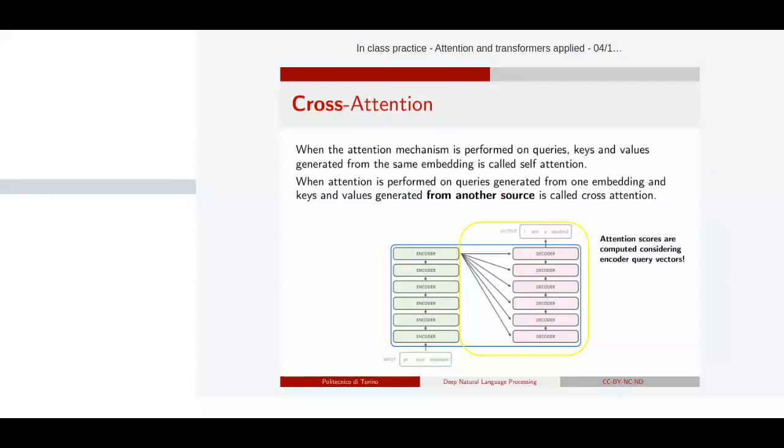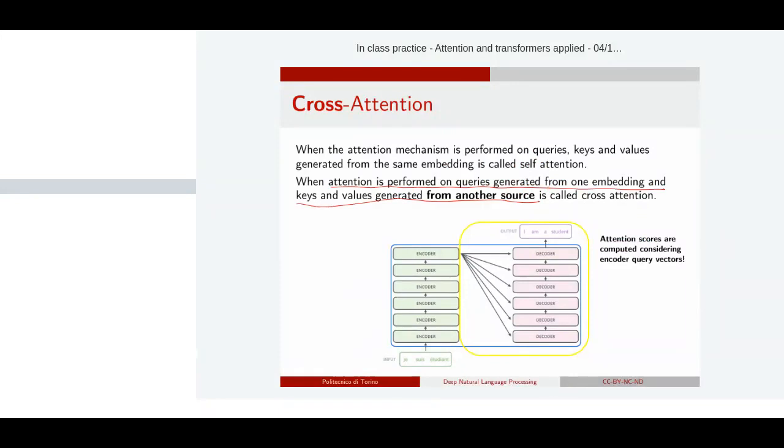The idea is the same as what we discussed a few minutes ago about self-attention. But instead of having the query, the keys, and the values all coming from the same source, in that case the inputs, the word embeddings, and so on, the attention score is performed on queries generated from one embedding and keys and values generated from another source.